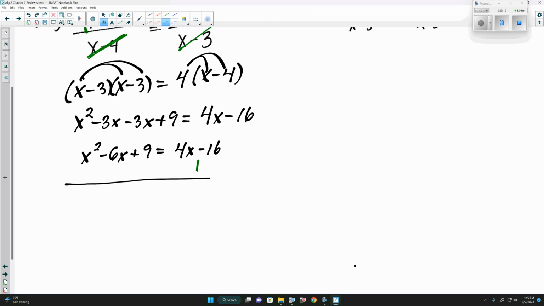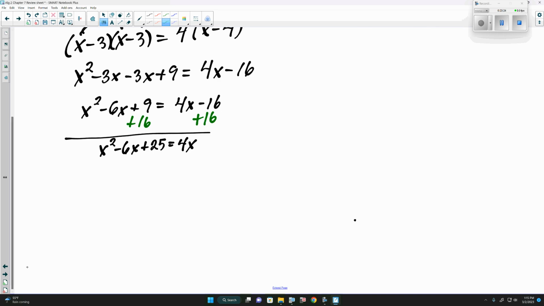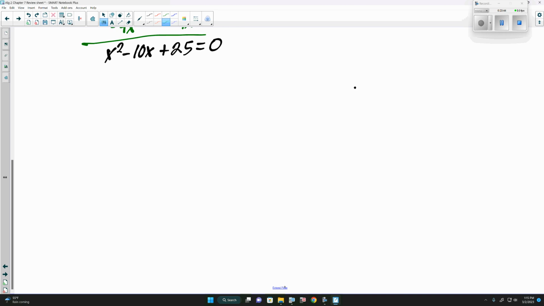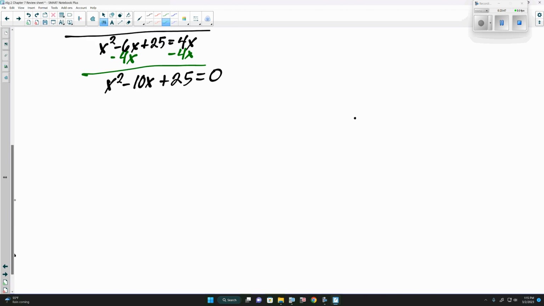Yes. Because whenever we have an x squared term, we need to get it equal to 0. Then we can subtract 4x. Really, we could have done that in one step, but it's fine doing it in 2 as well. So once we get everything on the same side, we have x squared minus 10x plus 25 is equal to 0. Now we just need to solve this for the value of x that makes it equal 0.